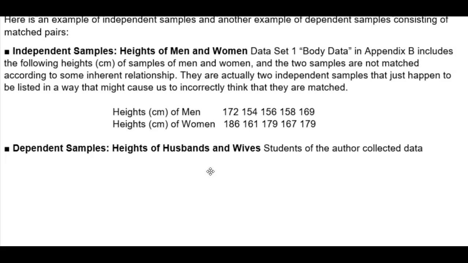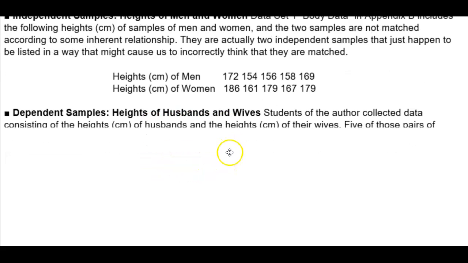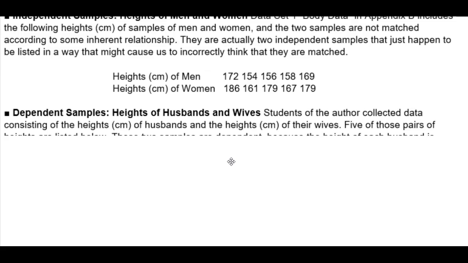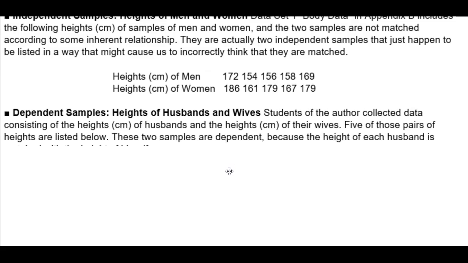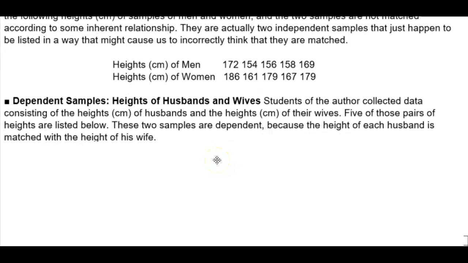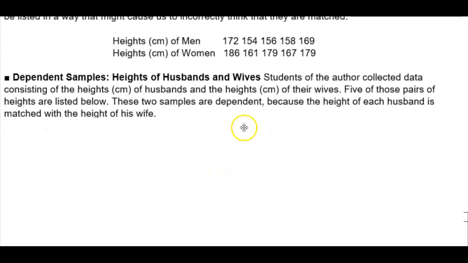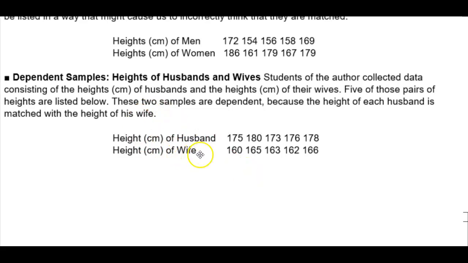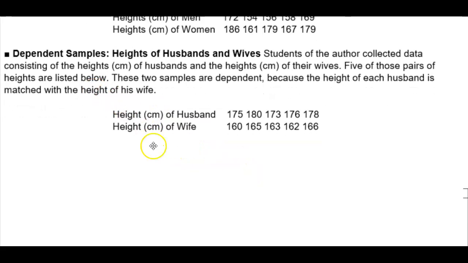Now, dependent samples: heights of husbands and wives. Students of the author collected data consisting of the heights in centimeters of husbands and the heights of their wives. Five of those pairs of heights are listed below. These two samples are dependent because the height of each husband is matched with the height of his wife. So therefore, this would represent data of dependent samples.